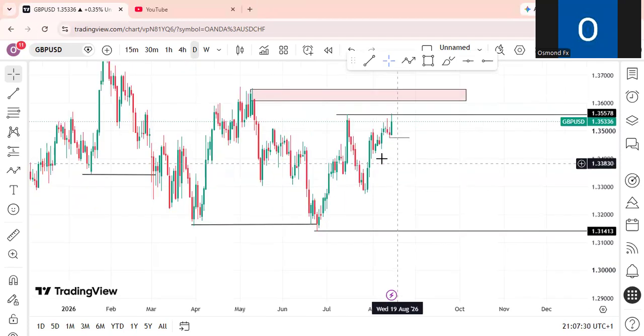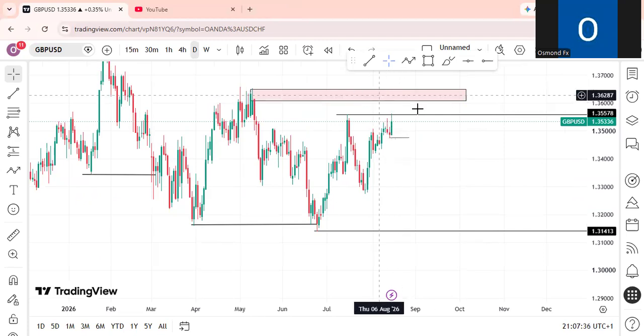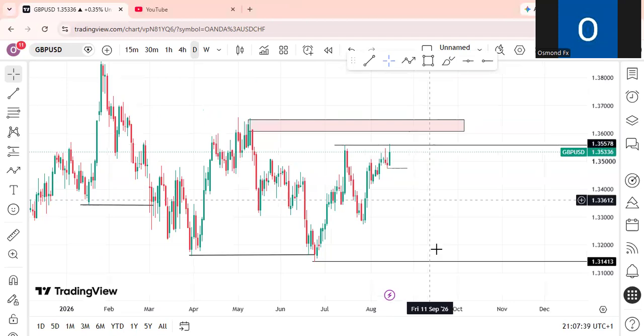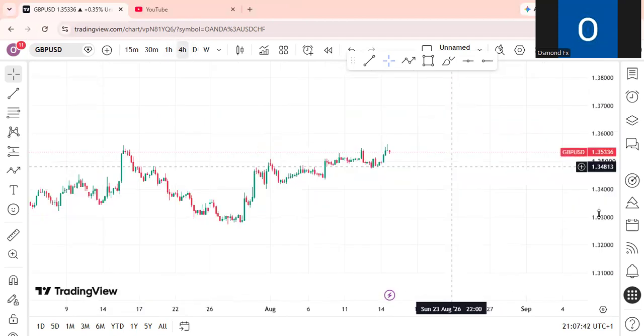Okay, so we're going to be expecting the market to react from this supply zone that is above here. Then we do what? We sell to the downside. That is going to be my analysis on GBP USD. All right.